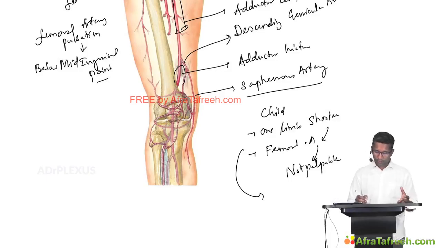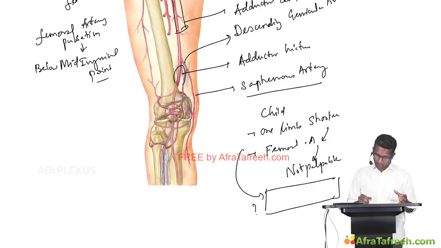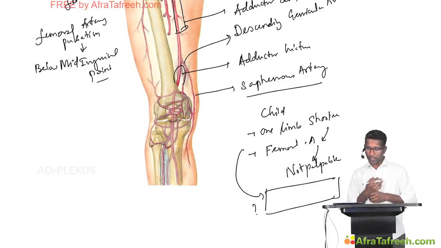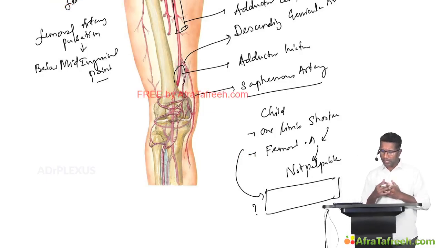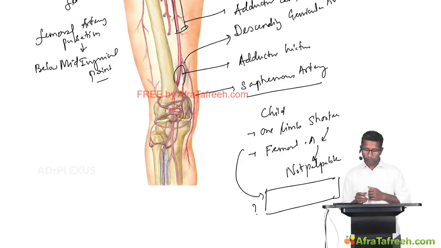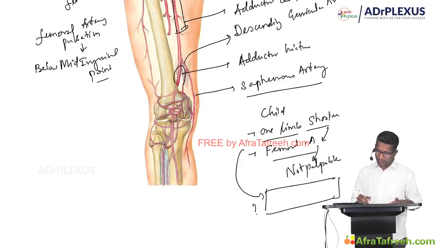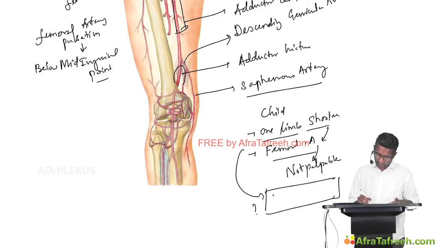This child has a history of fever. If the patient has a scenario like this, what is your diagnosis? The patient previously had a history of fever, followed by which the patient had difficulty in walking, and when the patient presented to you, one limb is shorter. When you feel for the femoral artery, it is not palpable. Very good, guys. This is septic arthritis of the hip. Septic arthritis of the hip in an infant is called Tom Smith arthritis.